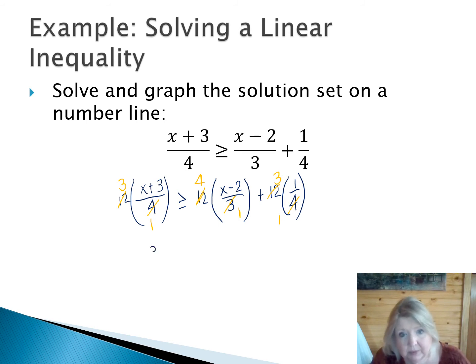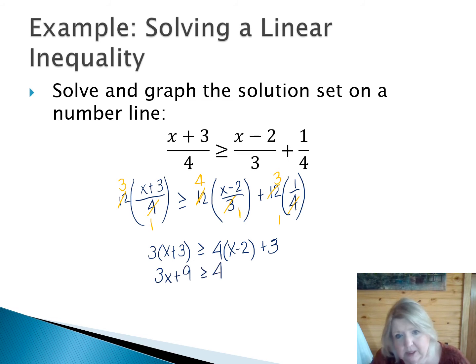And what I'm left with is 3 times x plus 3 is greater than or equal to 4 times x minus 2, plus 3 times 1, which is 3. Now I'm going to use the distributive property to get rid of all parentheses.